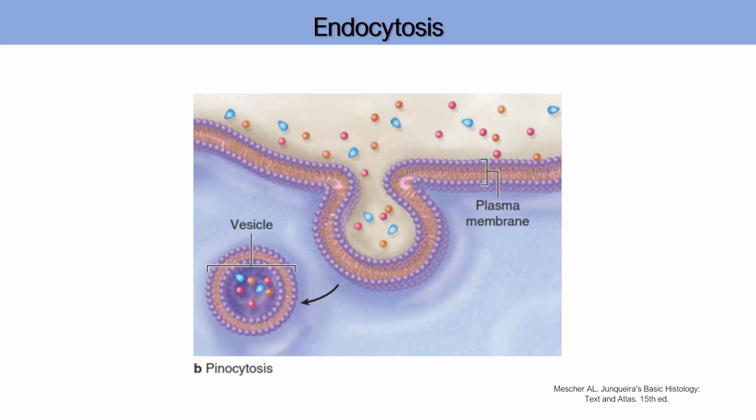This is the mechanism of the pinocytosis process. Pinocytosis means cell drinking. The cell membrane forms an indentation or invagination containing the extracellular fluid and dissolved substances. Then this invagination pinches off from the cell membrane and forms the pinocytotic vesicle. So this is the pinocytotic vesicle.